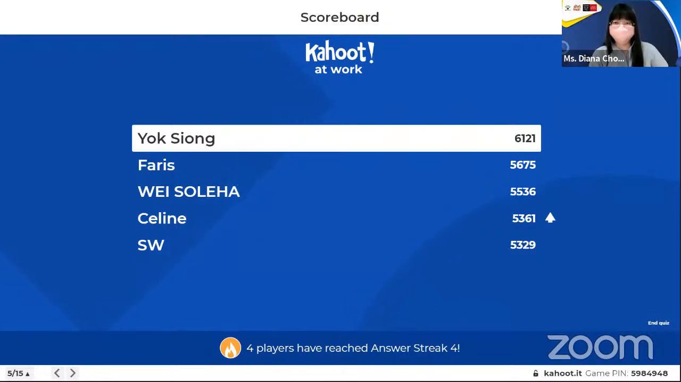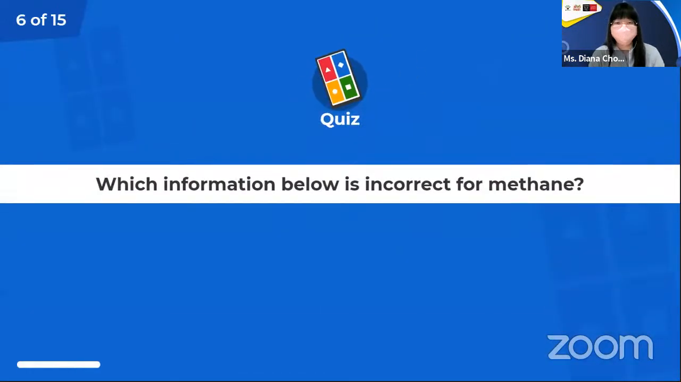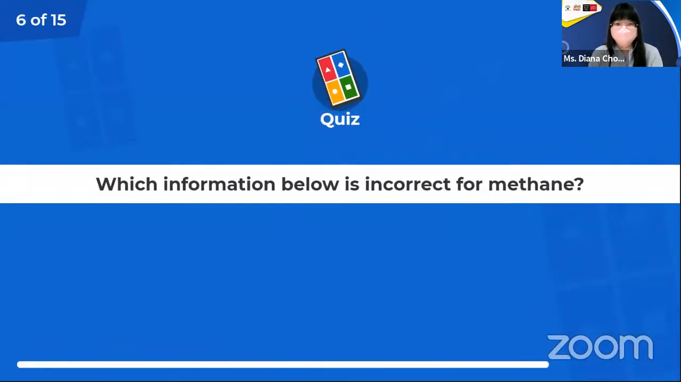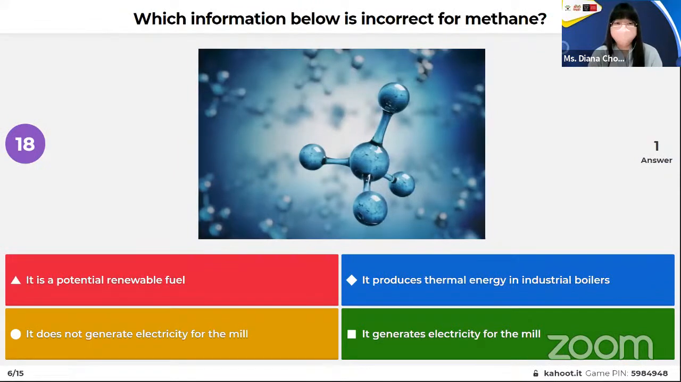Next question. Which information below is incorrect for methane? It is a potential renewable fuel. It produces thermal energy in industrial boilers. It does not generate electricity for the mill, or it generates electricity for the mill. So which one is incorrect? You have to pick the incorrect one.